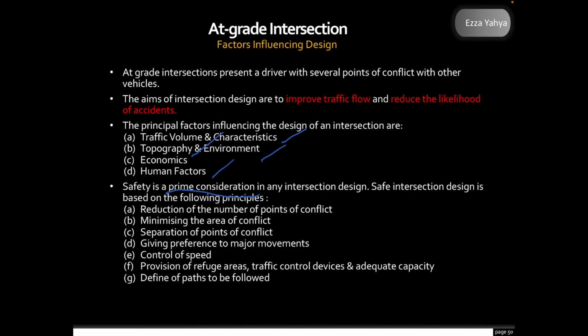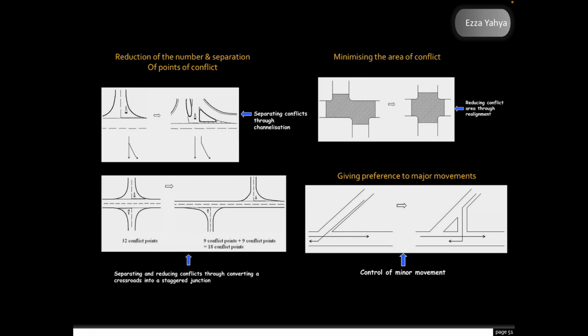Safe intersection design is based on the following principles: reduction of the number of conflict points, minimizing the area of conflicts, separating of conflict points, giving preference to major movements, control of speed, provision of refuge areas, traffic control devices and adequate capacity. And the last one is definition of the path to be followed. Okay, these are pictures to show how safety is considered in the intersection design. Right, reduction of the number and separating of conflict points.